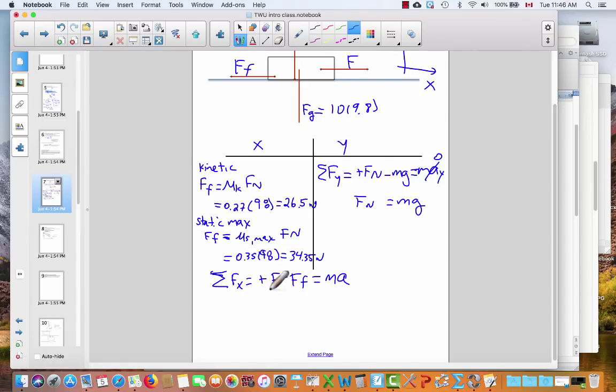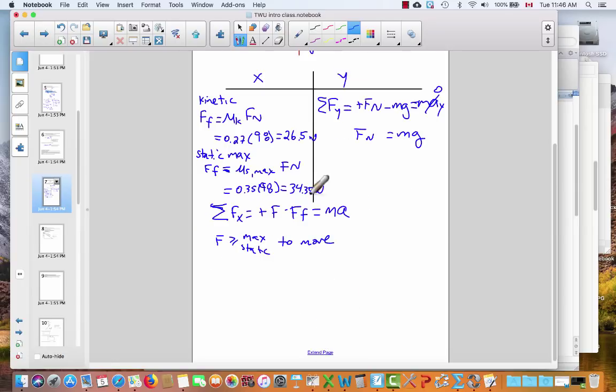Now, we have to be pulling with more than this maximum static friction in order to move. So if the force does not exceed 34.35 newtons, you won't move. So in problem A, where we're told the pulling force is 30, we know it's not moving. There's no motion at all. It's static.